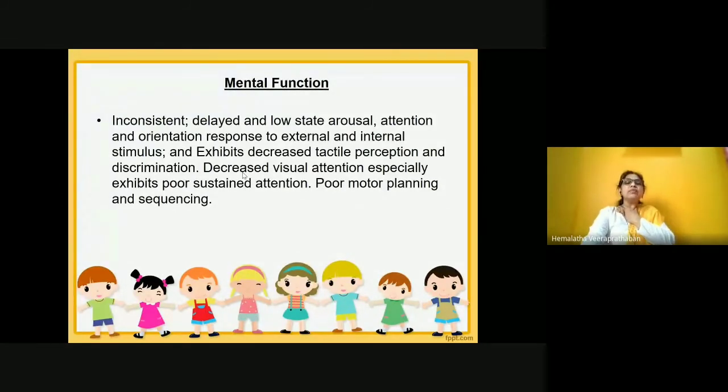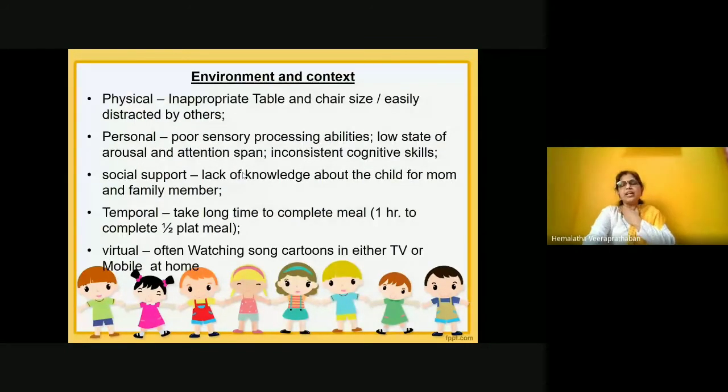So her mental functions are very inconsistent and inefficient. She had delayed and low arousal states. Her attention and orientation response to external and internal stimuli are very inefficient and inconsistent. She exhibits decreased tactile perception and discrimination, which was the core factor for poor internal feedback. Her visual attention was low. She easily loses her attention, and sustained attention was poor. Also poor motor planning and sequencing. She fails to generate force appropriately.